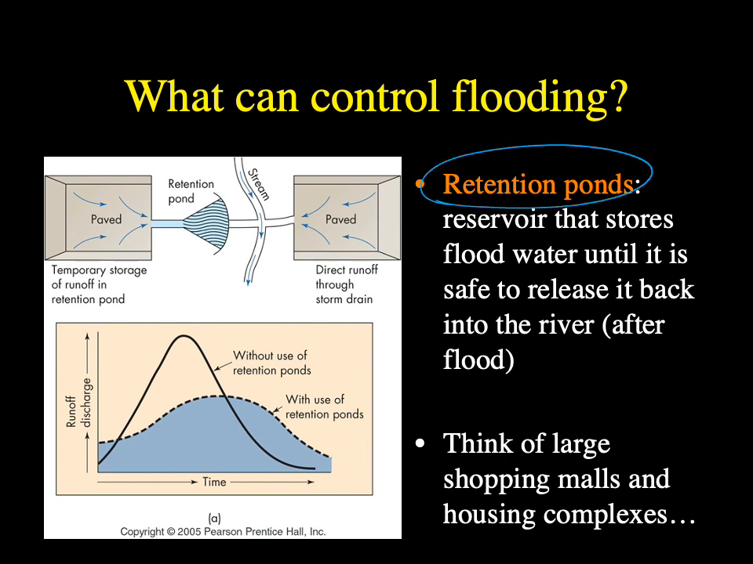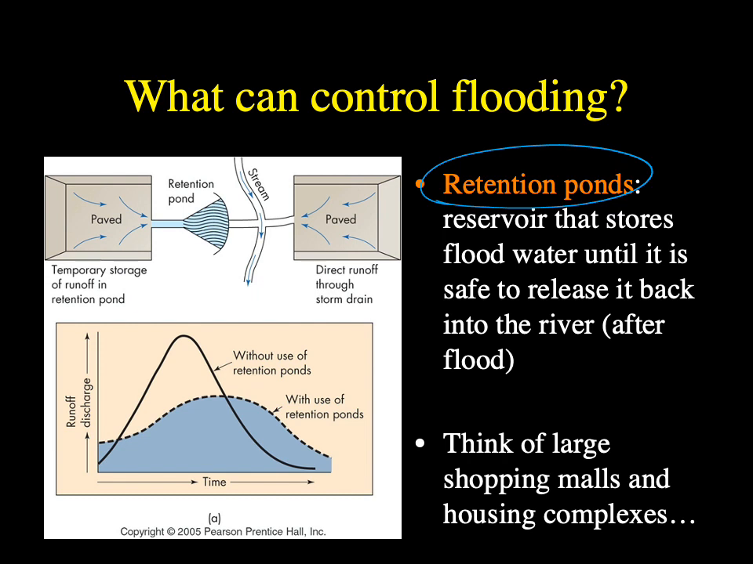Another way that we can control flooding is to use something called a retention pond. I was born and raised in New Jersey, and in the Northeast, retention ponds are everywhere. Every housing development has one. Every shopping mall has one. I guess I do know why: we were on the coastal plain, down at sea level, so flooding was a much bigger problem than it is around here.